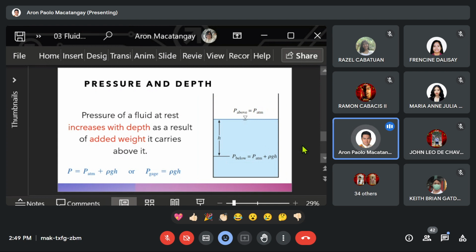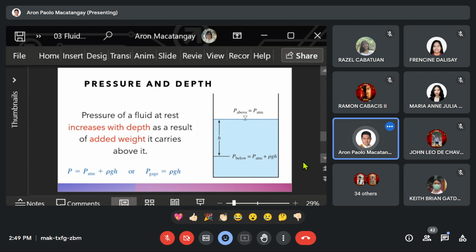So another thing to explain this, another diagram is ito. So dito pa, pag nasa ibabaw ka, your P is just your P atmospheric, kasi wala ka pang water na kine-carry sa ibabaw mo. So P atmospheric lang yung kine-carry mo. As you go down, parang palaki ng palaki yung weight na kine-carry nung point mo. So as you go down, your P would be your P atmospheric, meron pa rin yun, pero may additional na weight of the water. And that weight of water is rho times g times h. Okay?